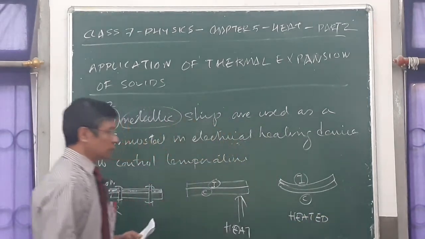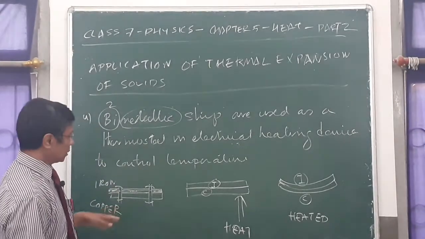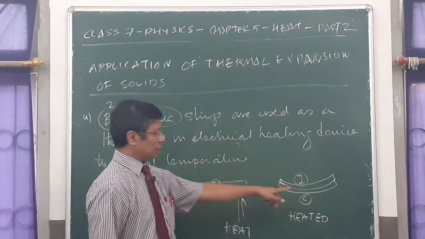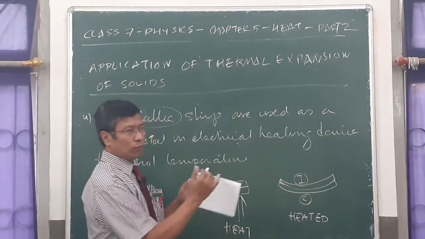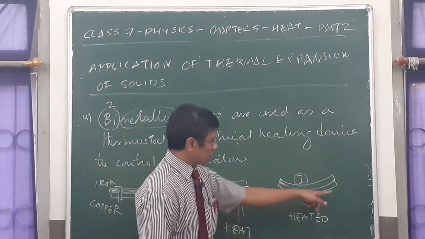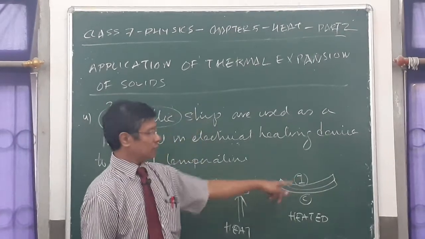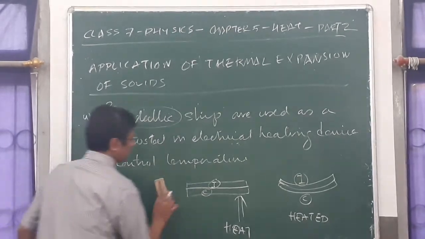The reason is because metals expand differently on heating. That means, in this case copper expands much more than iron, and therefore, because copper is expanding much more, it causes the whole metal to curve. So, you can see that copper is curved and it is on the outside and expanded more, and iron expands less and it is on the inside of the curve. Now, this property can be used to make a thermostat.